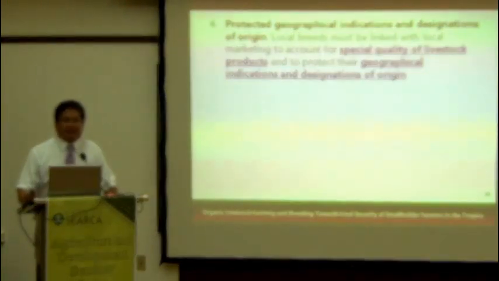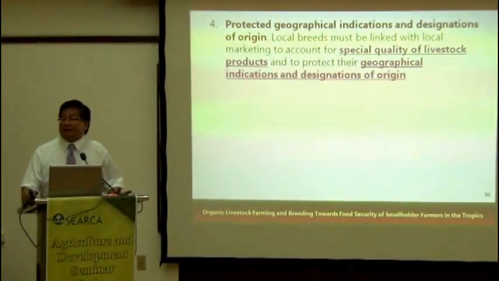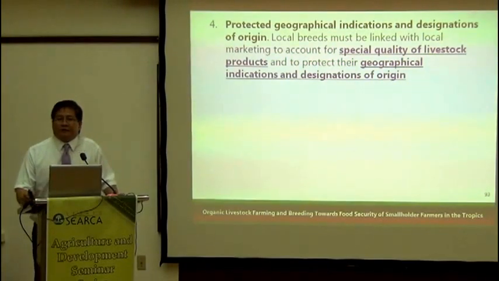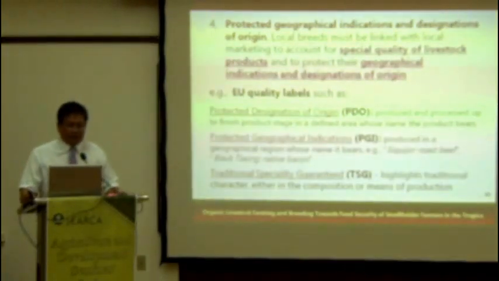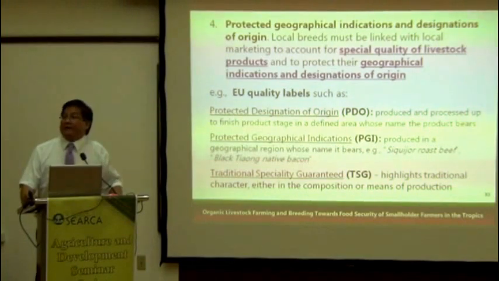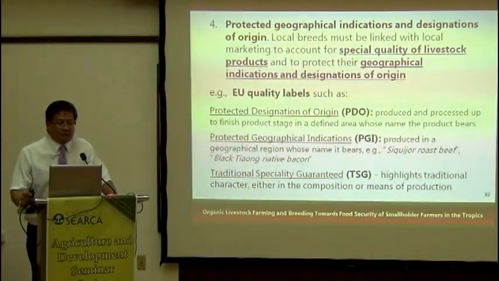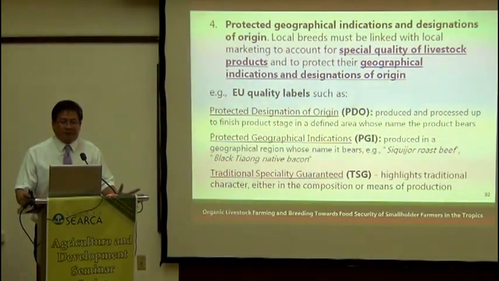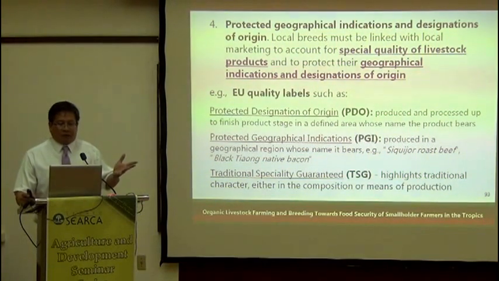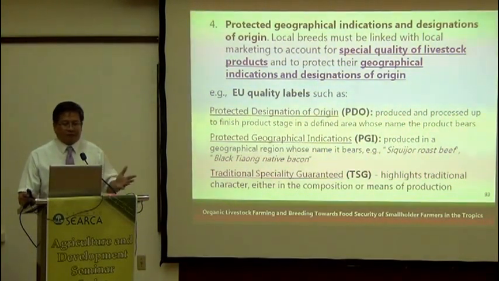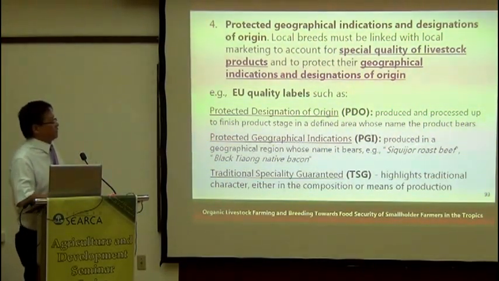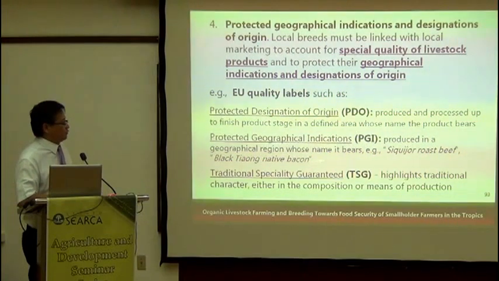And we could protect their geographical indications and designations of origin, just like what they do in Europe. In Europe, they put up these EU quality labels, like the protected designation of origin, where they give this to products produced and processed up to the finished product stage in defined areas that name the product. Then we have the PGI, the protected geographical indication, for products produced in the geographical region whose name it bears.